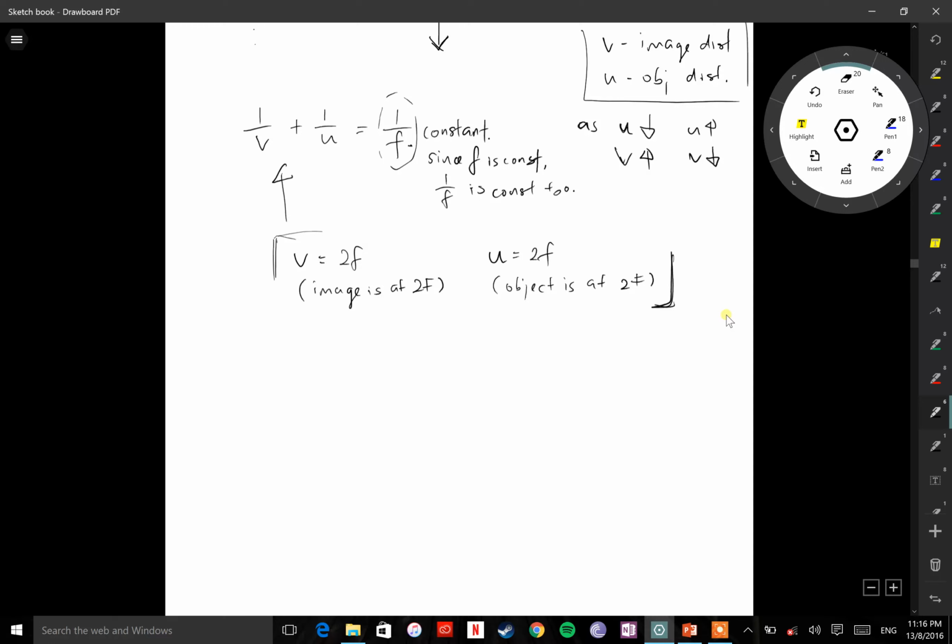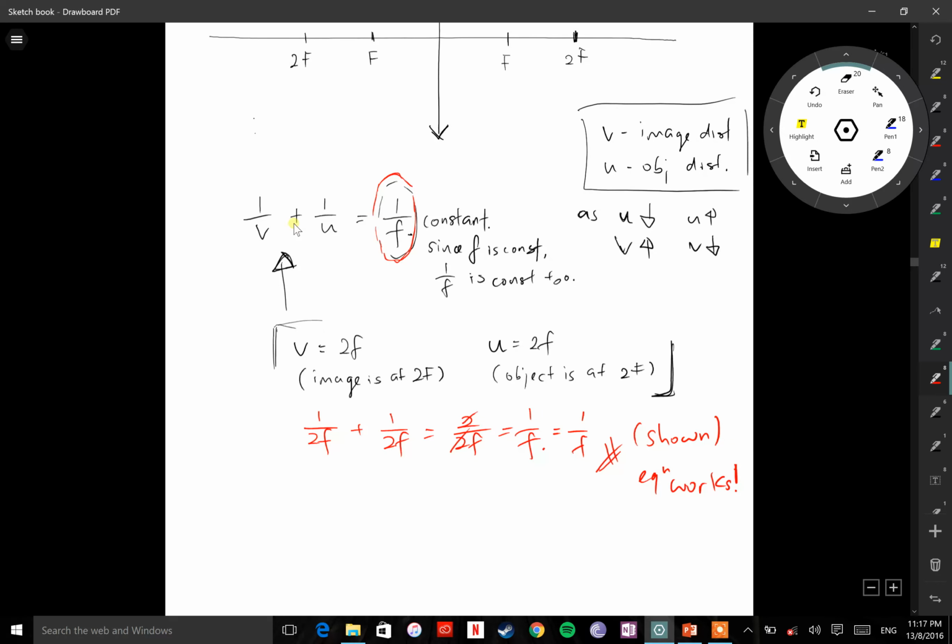If we substitute these values into this equation, what you'll get is, let me write it in red, 1 over 2f plus 1 over 2f. This gives you 2 over 2f, and you cancel the 2, you get 1 over f, which is the result that we expect, and 1 over f is indeed 1 over f. We have shown that this equation works. So it is true that when your object is at 2f, your image has to be at 2f in order to fulfill this equation. This equation is always true, for all cases.